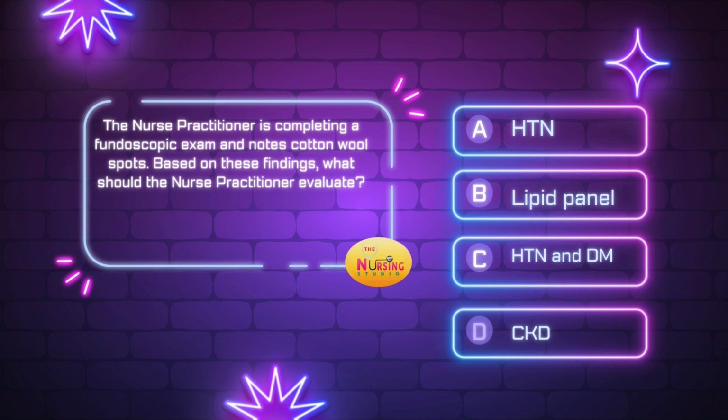Is it A, hypertension? We'll keep that in here. Is it B, a lipid panel? No, that doesn't have anything to do with cotton wool spots. For a lipid panel, you need to start thinking about screening based off of the patient's age, right? C, hypertension and diabetes.